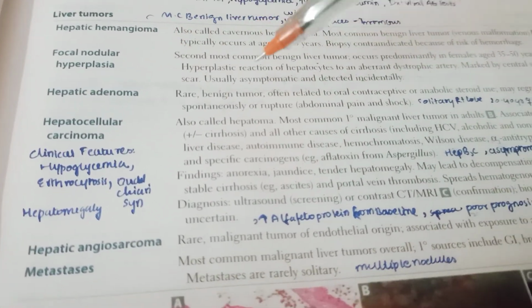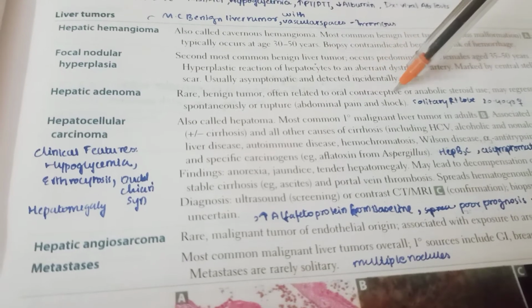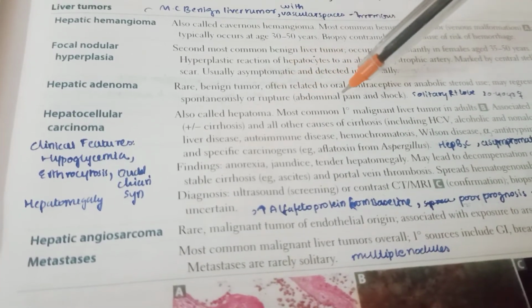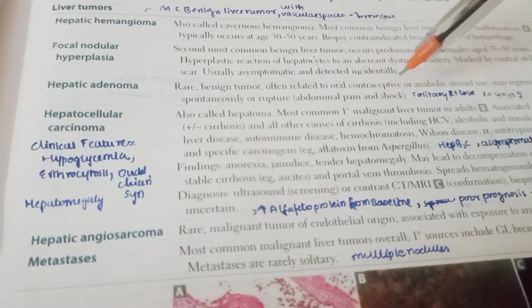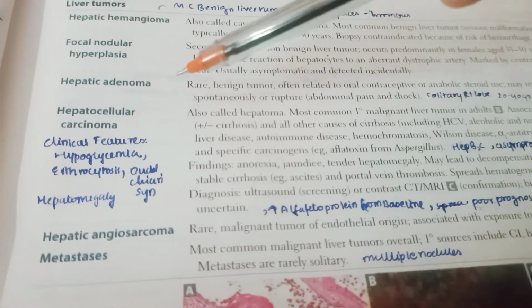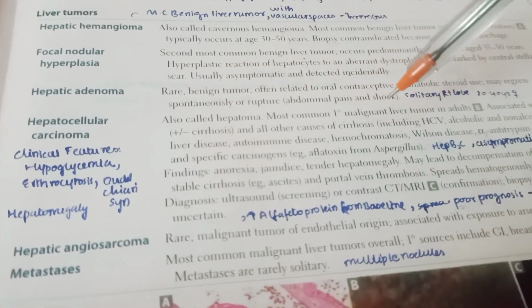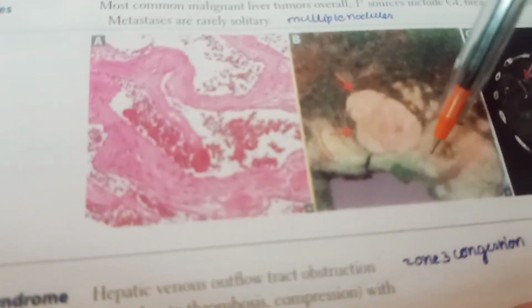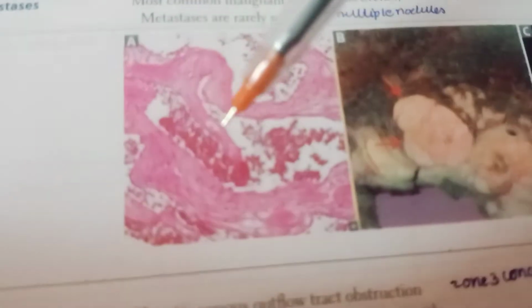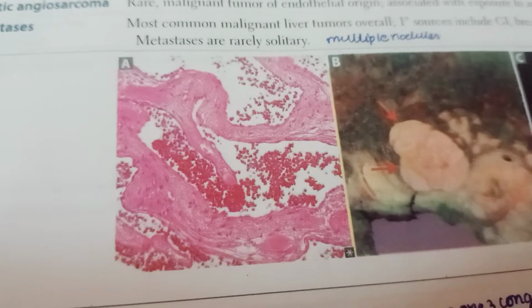Hepatic adenoma, a rare benign tumor related to oral contraceptive use or anabolic steroid use, may regress spontaneously or rupture, and it may cause abdominal pain, shock. It is solitary, seen in females aged 20 to 40. Hepatocellular carcinoma, also called hepatoma, is a primary malignant liver tumor. Okay, this one you can see, this is a primary malignant liver tumor.